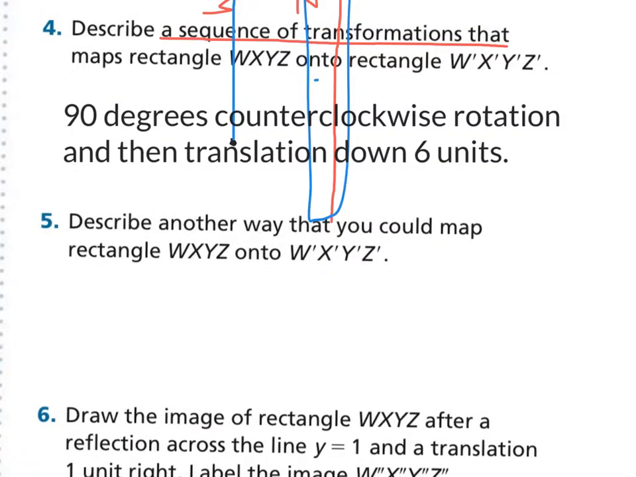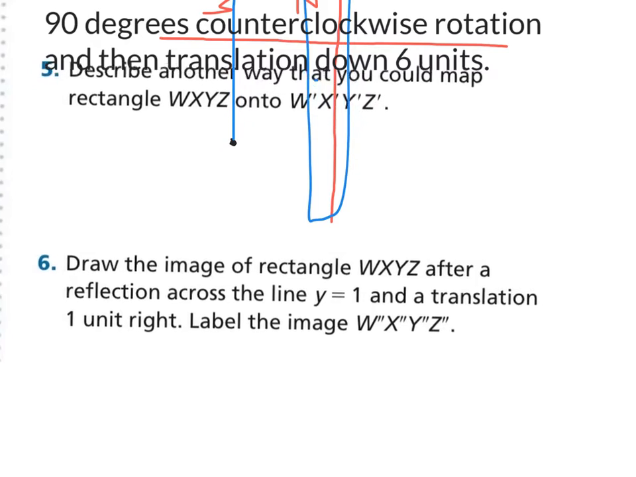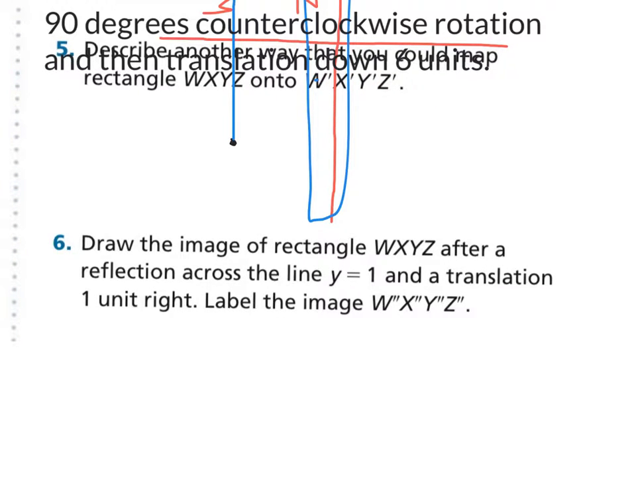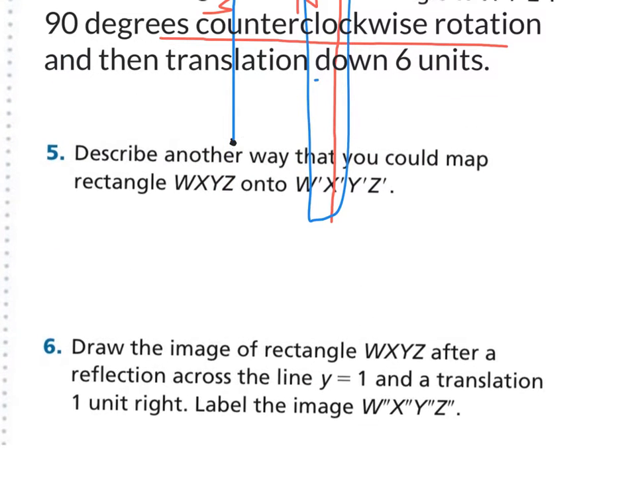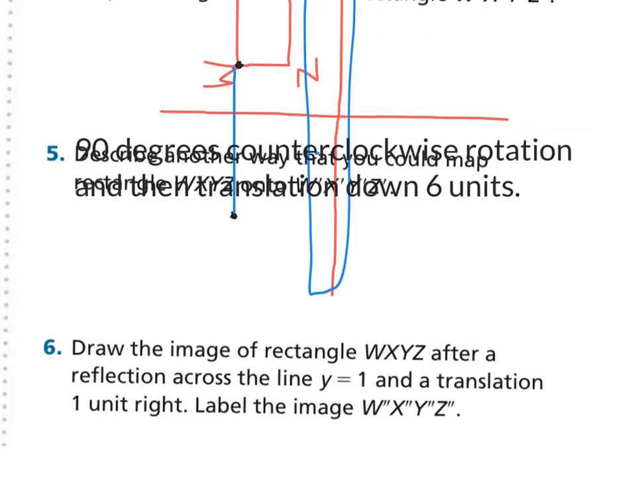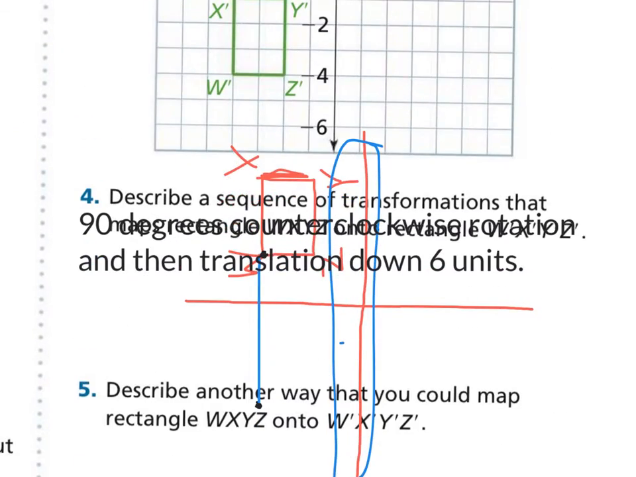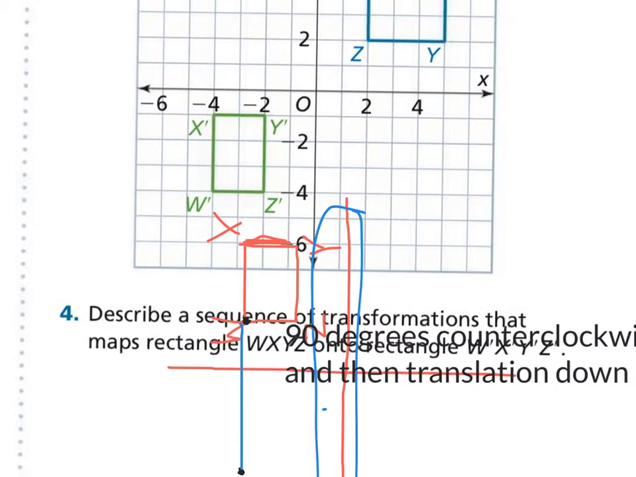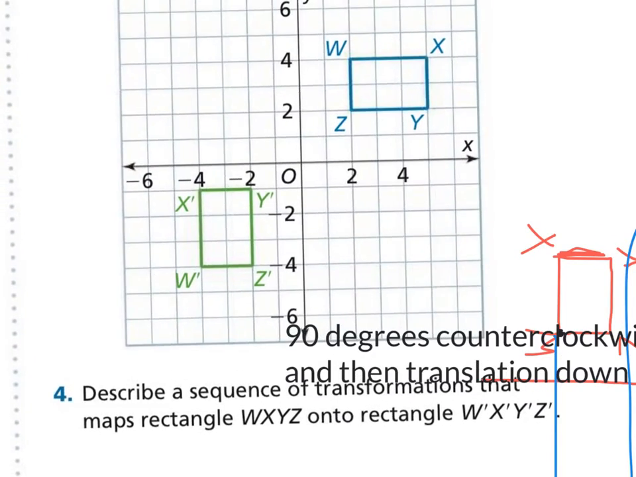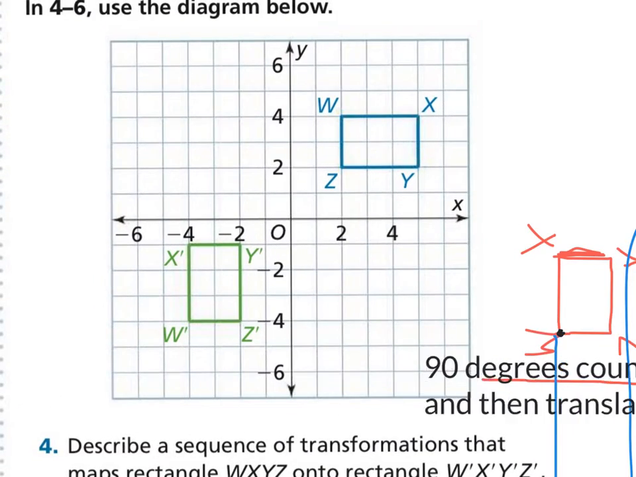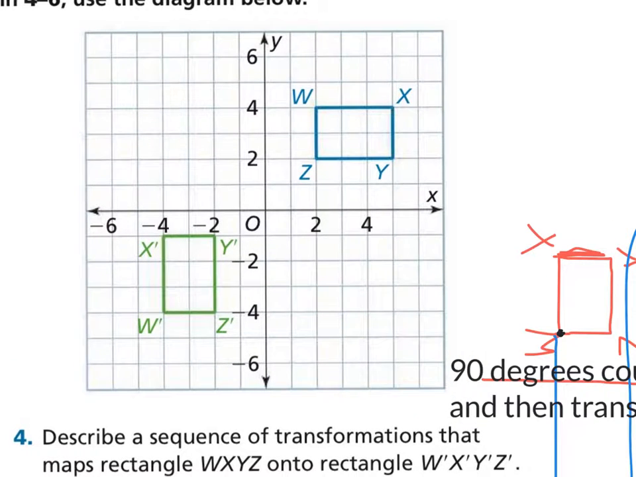Okay, we're going to skip number 5. We're not going to find another way we could have done that. Look at number 6. We're going to draw an image after a reflection across the line y equals 1 and a translation 1 unit to the right. So, reflection across the line y equals 1.